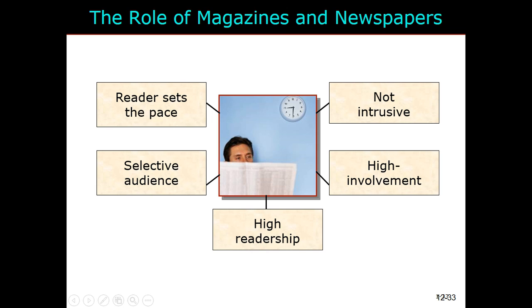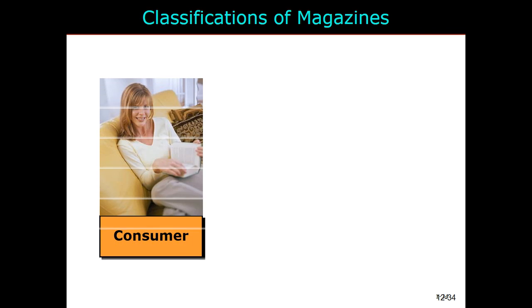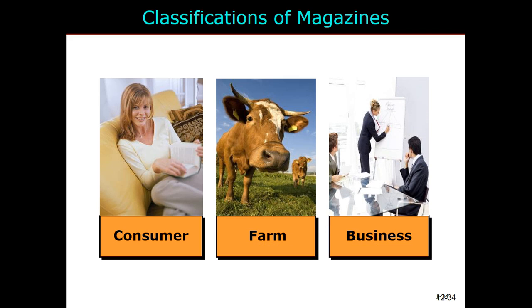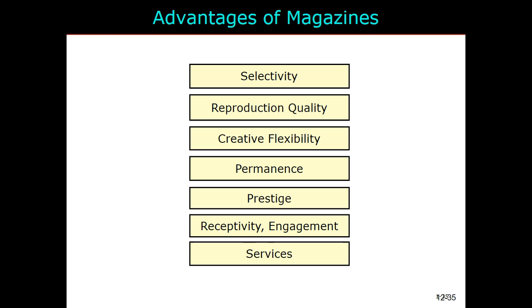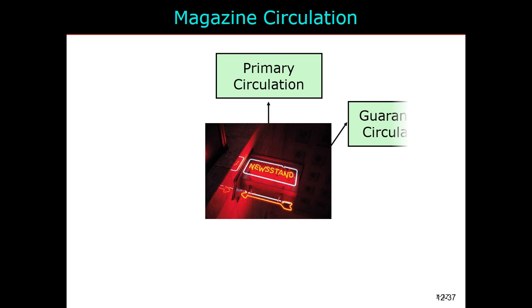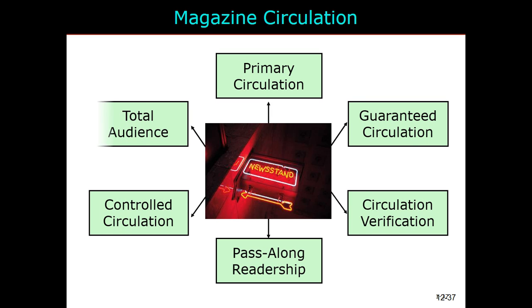And also the roles of magazines and newspapers. Newspapers and magazines are self-paced; readers are self-paced. The types of magazines: consumer, farm, and business. Even though farm may be a business, we keep them separate. Three types. The advantages of magazines, the disadvantages of magazines, and magazine circulation. Make sure you know all this.